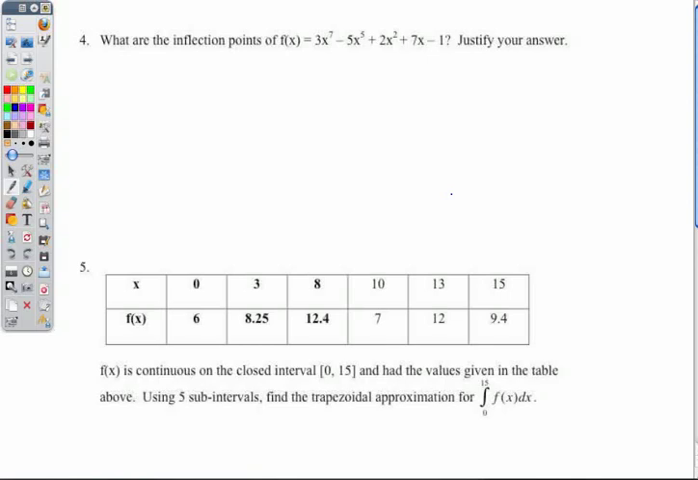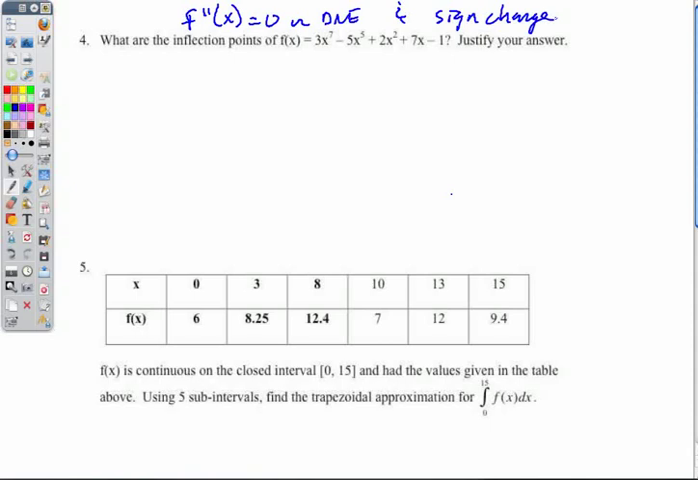Number 4, what are the inflection points of f of x equal to 3x to the 7th minus 5x to the 5th plus 2x squared plus 7x minus 1? Justify your answers. So when we're talking about inflection points, we're looking for two things to happen. Either that our second derivative is equal to 0 or is undefined, and there has to be a sign change of that second derivative.